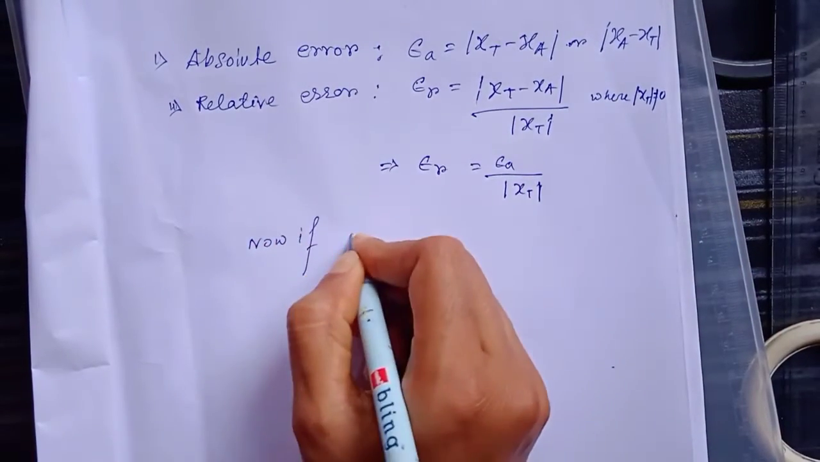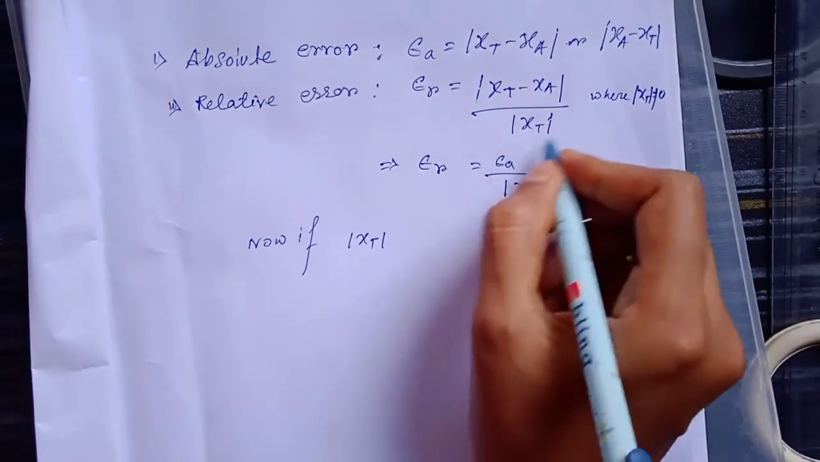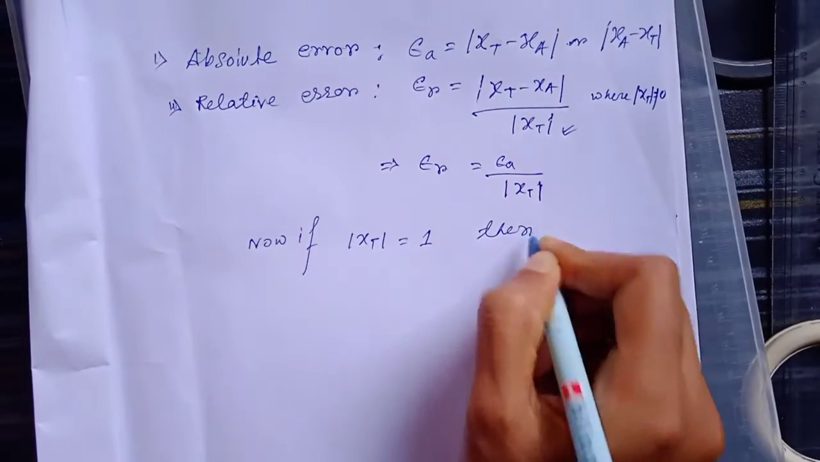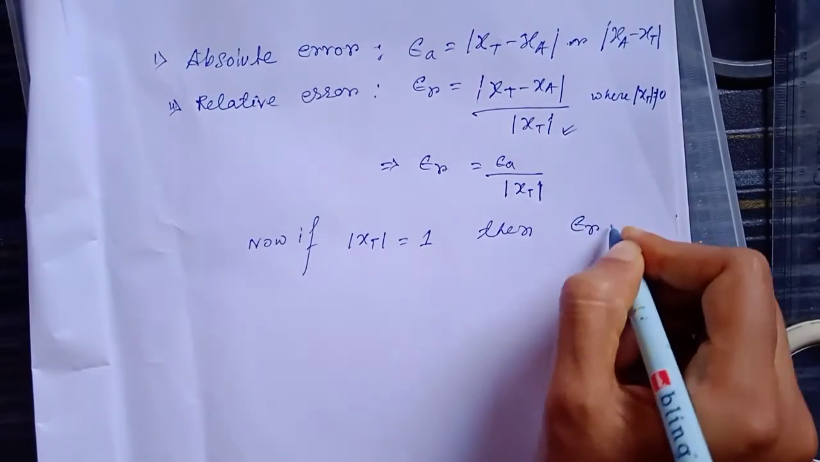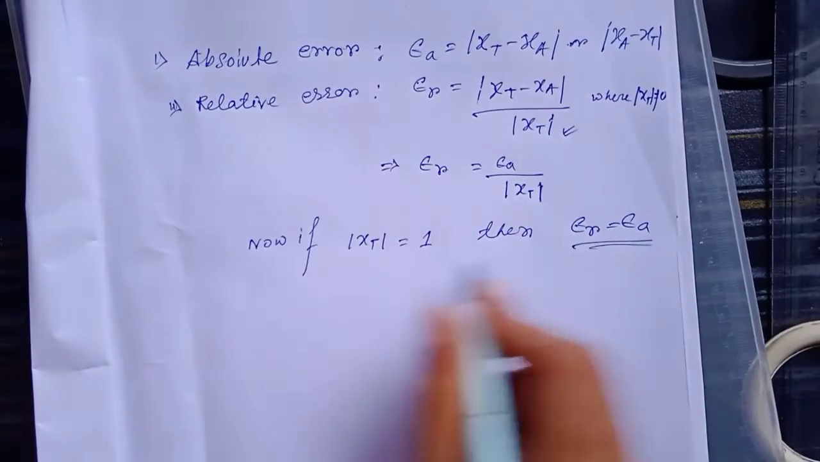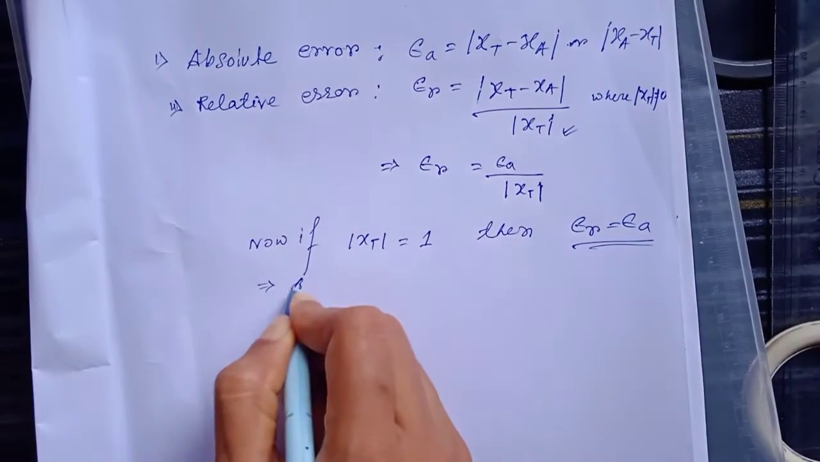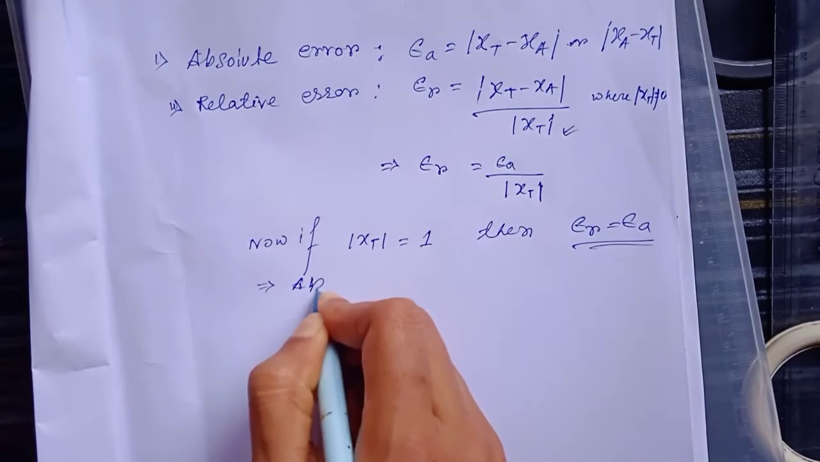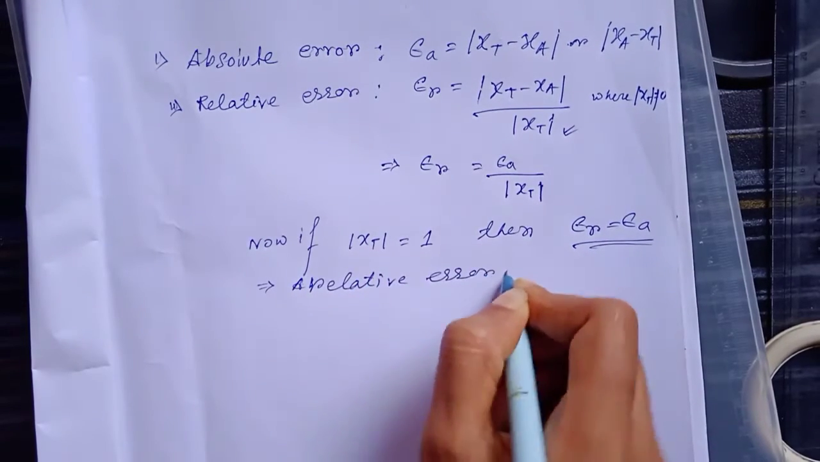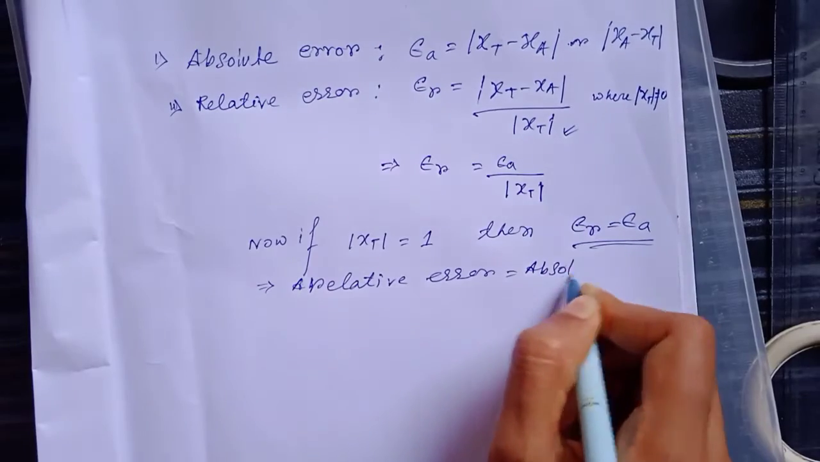Now if mod of xt, that means the true value, is unity, then epsilon r becomes epsilon a. That means relative error equals absolute error.